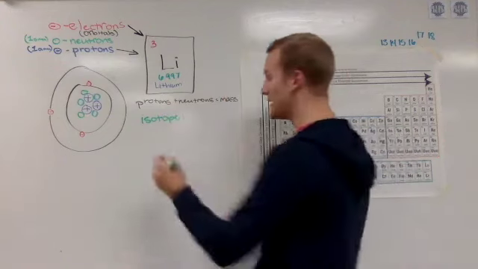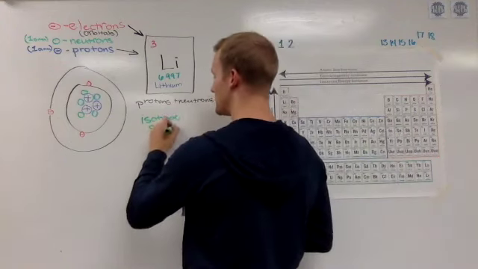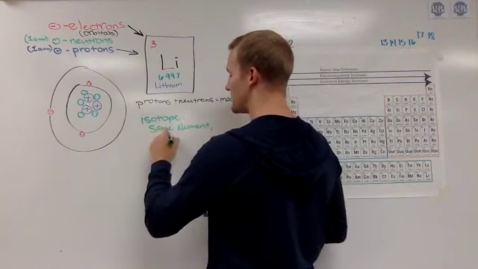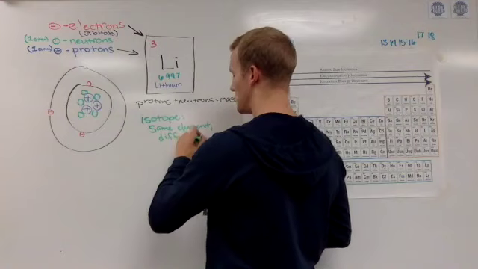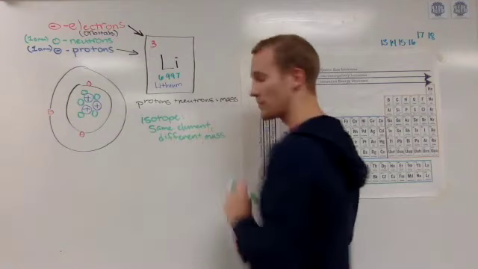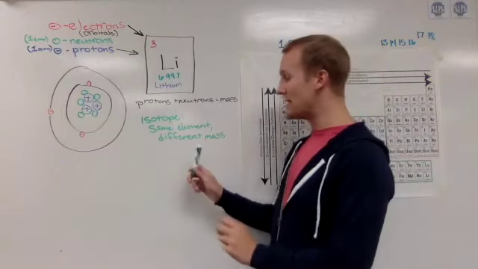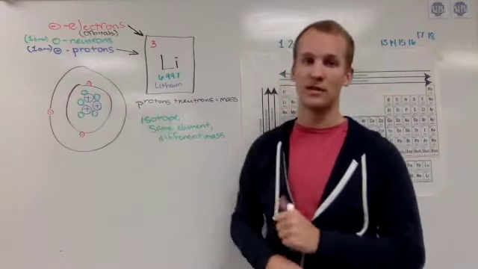An isotope is the same element with a different mass. It's as simple as that. The same element with a different mass because of the number of neutrons that we changed.